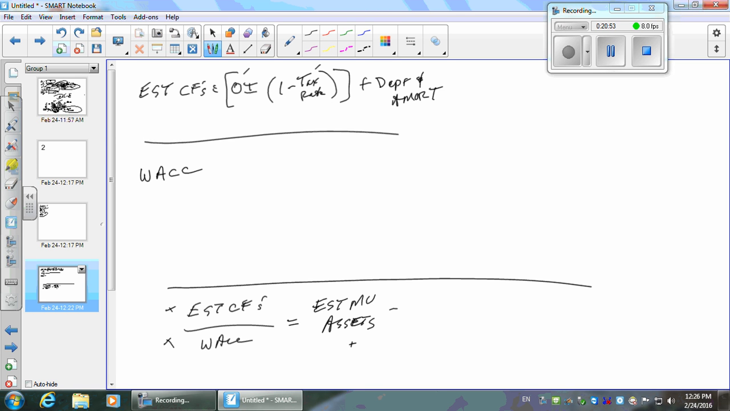And I will subtract from that what? Estimated market value of what? Assets less what? Liabilities equals an estimate of what, guys? Assets less liabilities is what? Equity. Estimated market value of the equity.